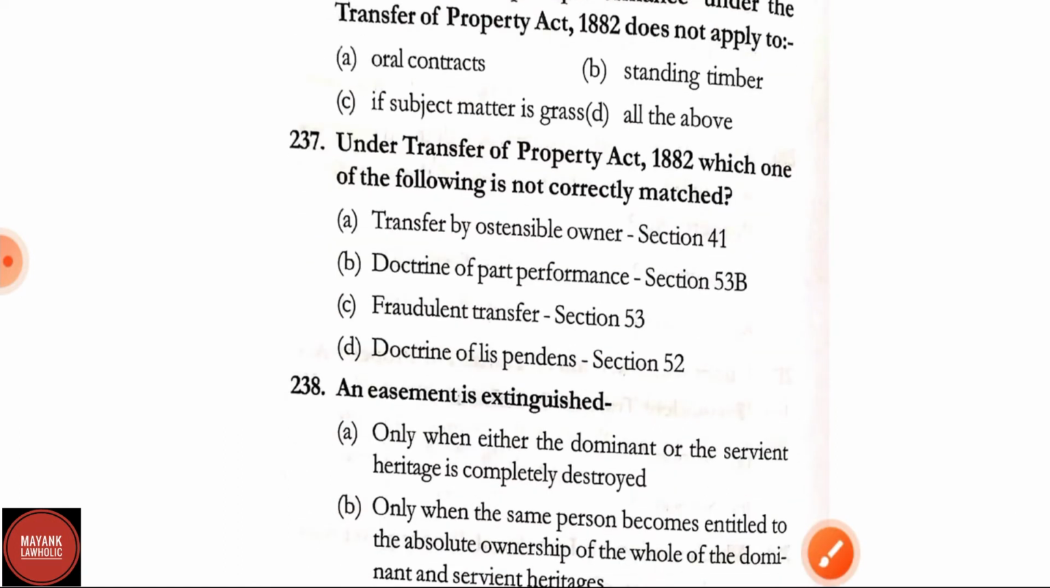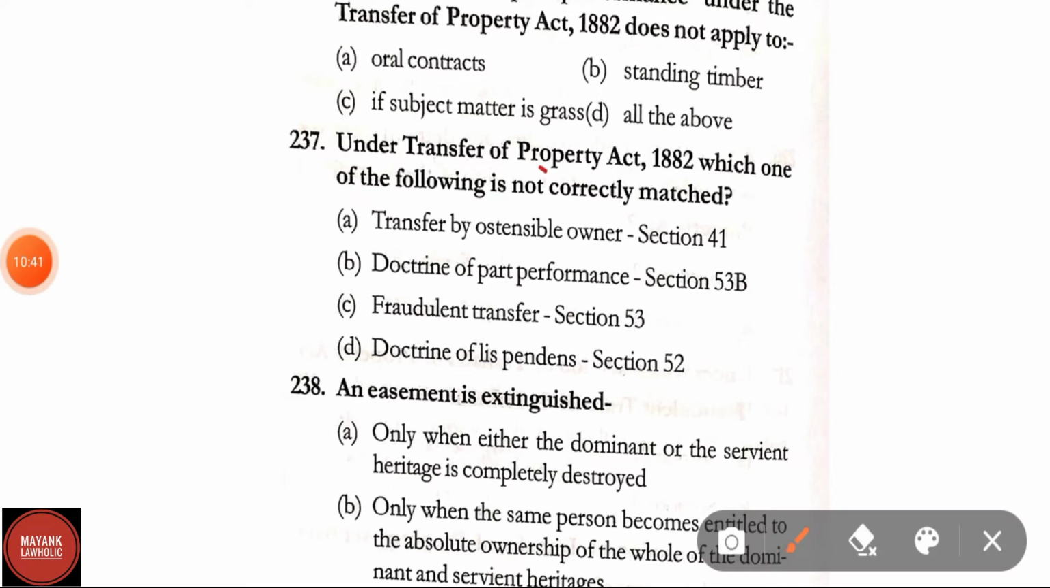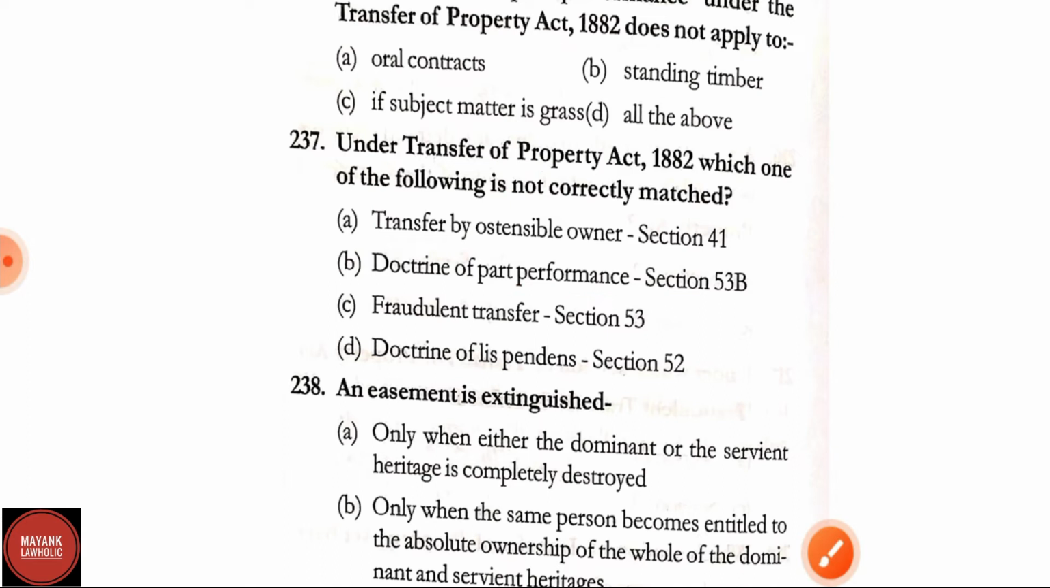Question number 237. Under TPA, which one of the following is not correctly matched? Options are: transfer by ostensible owner, section 41; doctrine of part performance, section 53B; fraudulent transfer, section 53; doctrine of lis pendens, section 52. Here it has been asked which of the following is not correctly matched. Option B, doctrine of part performance, section 53B, is not correctly matched.